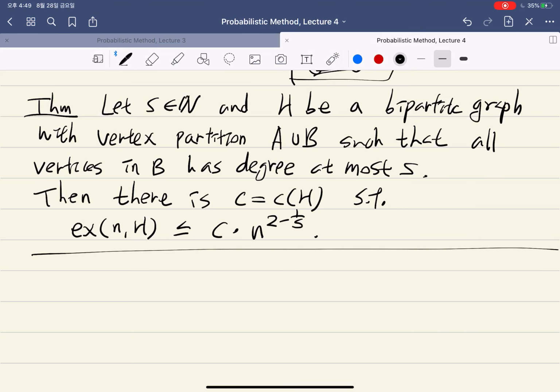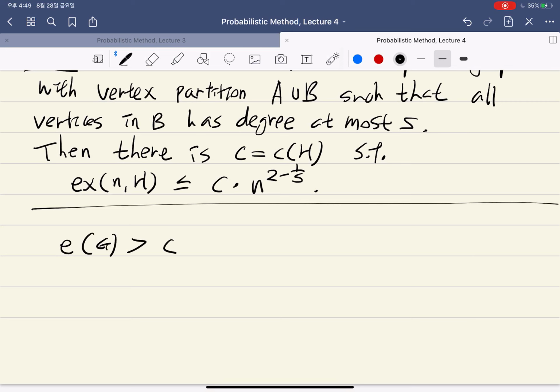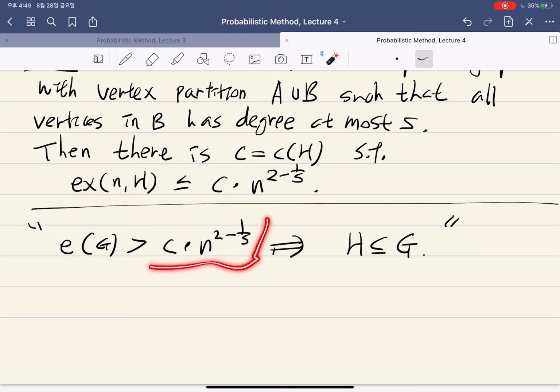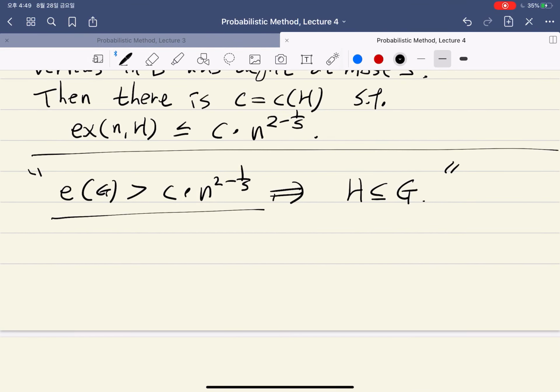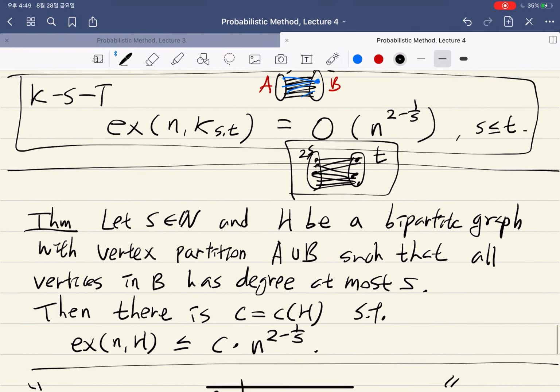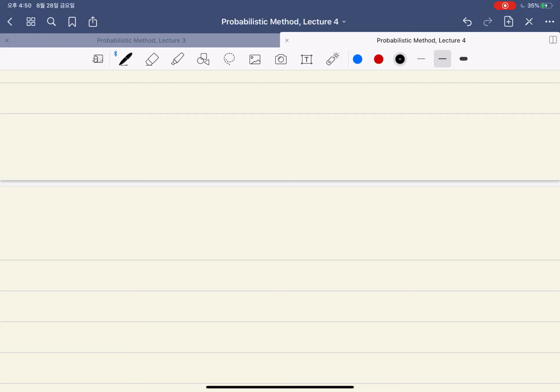And what does this say? In order to show this, we want to show that if we have an n-vertex graph G with number of edges bigger than this, then we can find H inside of G. That provides this upper bound on the extremal number, because if we have more edges, then we can actually find the subgraph H inside of G. So our goal is: assume we have a graph with many edges, and then somehow we want to find the subgraph H. And H has this condition that one part has vertices which have bounded degree.